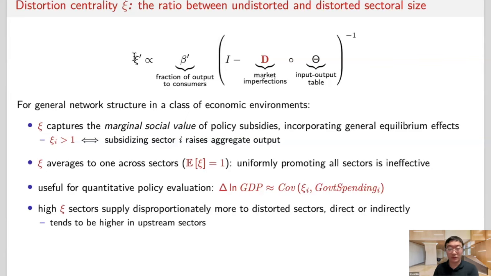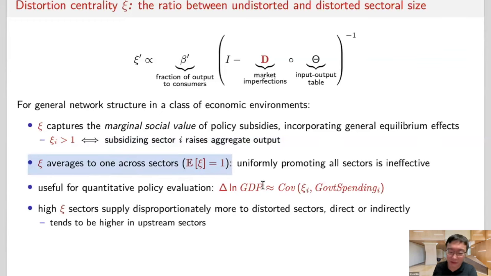Okay. So this object, distortion centrality, is a scalar per sector. At the sector level, it captures the marginal social value of policy subsidies, assuming that we can finance the subsidy using a lump sum tax that's not distortionary. And this marginal social value encapsulates all the general equilibrium effects. The number is normalized so that if it's bigger than 1, subsidizing the sector raises aggregate output. If it's below 1, subsidizing the sector reduces aggregate output. So the first result is that this object actually averages to 1 across sectors.